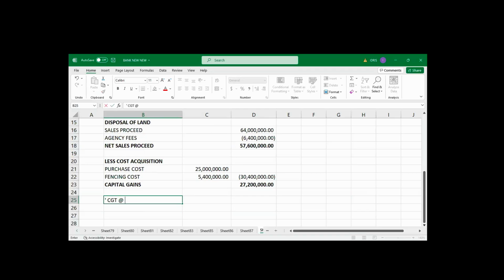at 10%, Abi? Yes, sir. That will give us 2,072,000. That is the capital gain tax the company will pay in 2026. That 2026 again, do you understand? Yes, sir.